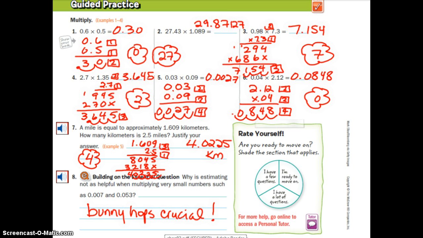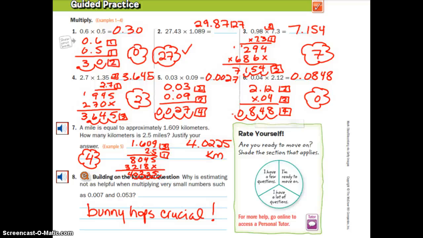Did you get what I got? 1 is 0.3 or 30. I don't need that 0 at the end. Number 2 is 29.87127. Notice my estimate was 27. Pretty good guess. And then the next one, my guess is 7, and it's 7.154, which was very close. My next one, my guess was 2. Could have been 3. I can see how they got 3. But again, I knew it was 1 digit for the whole component, 3.645.